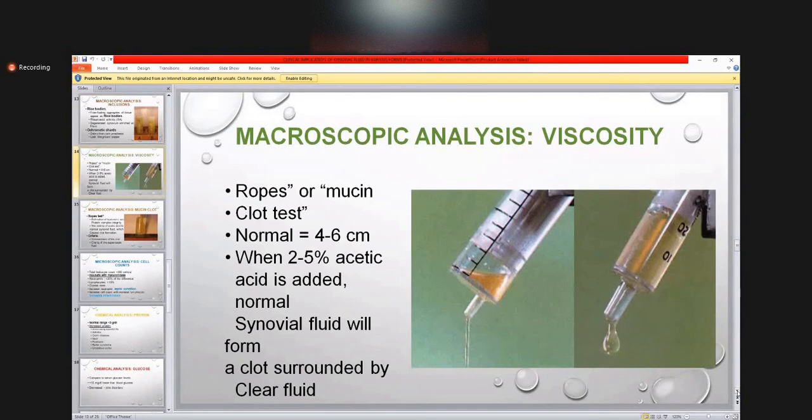Now come on the macroscopic analysis in which we check the rope. This test is called the rope test or mucin clot test. Okay, these are all the same name. In the rope test, the mucin clot clump is a semi-quantitative indicator of the amount of hyaluronic acid content, based on acid precipitation, right? The precipitate formed is graded according to a scale. Precipitate forms when we add acetic acid to it, so there would be precipitate formation.